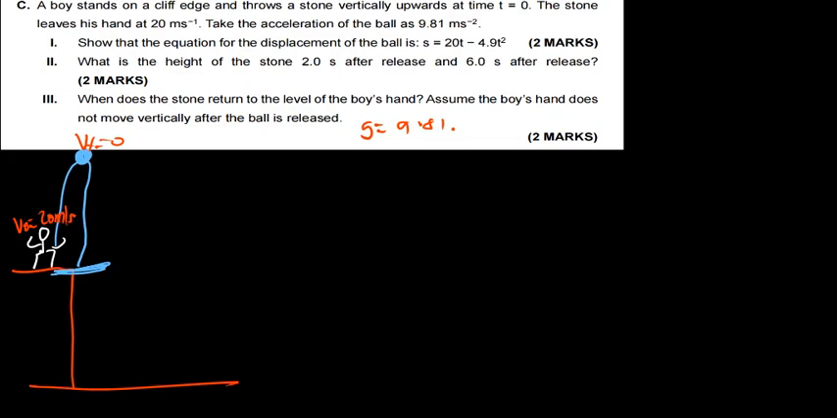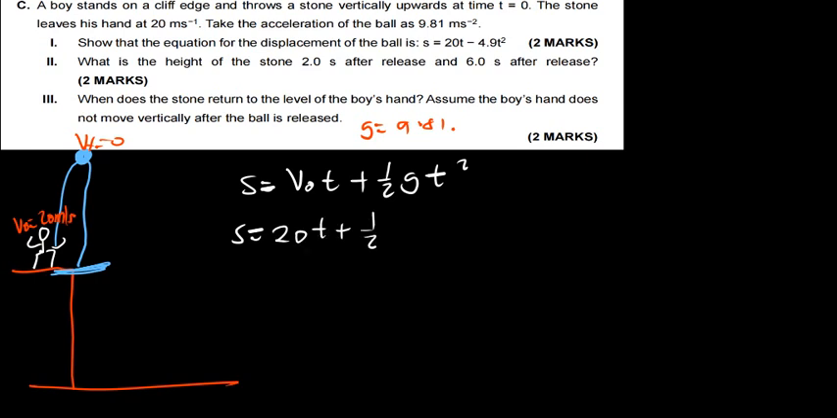So initially we know that when the ball is leaving, the formula which is going to work, the displacement is equal to the v initial times t, plus half gt squared. But since it is going against the gravity, g is going to be negative. So it will be s is equal to the initial velocity 20 times t plus half, this is going to be negative 9.8 times t squared.